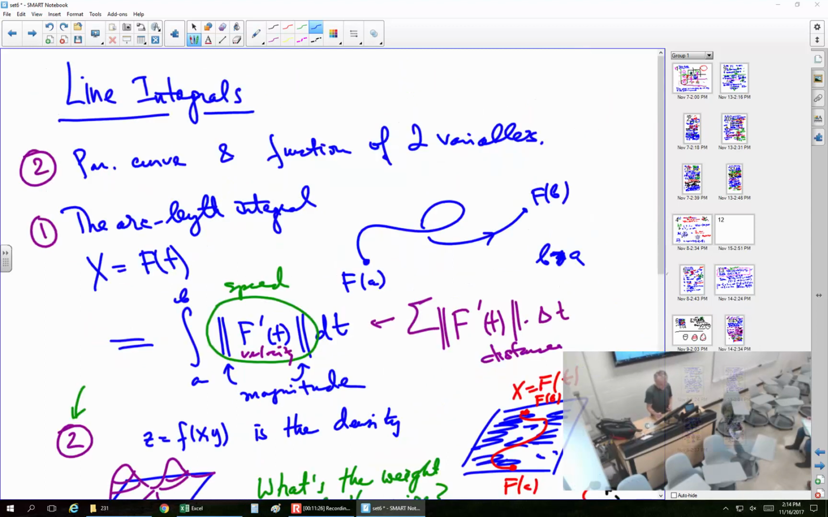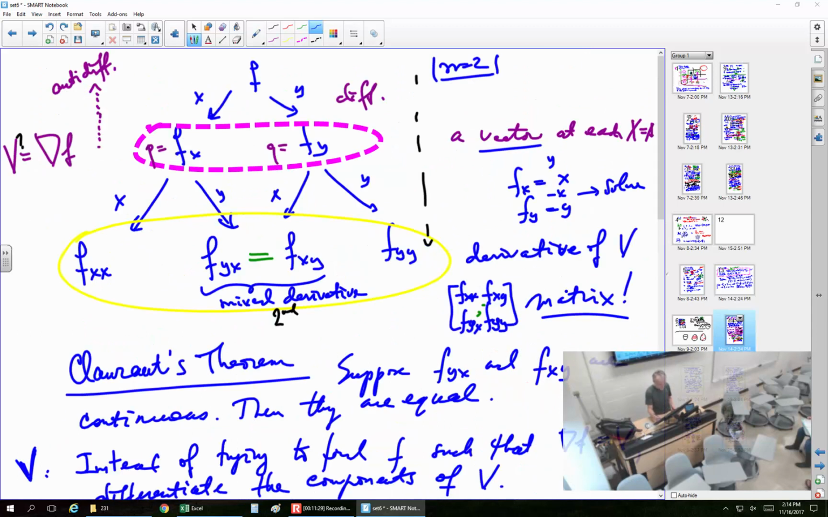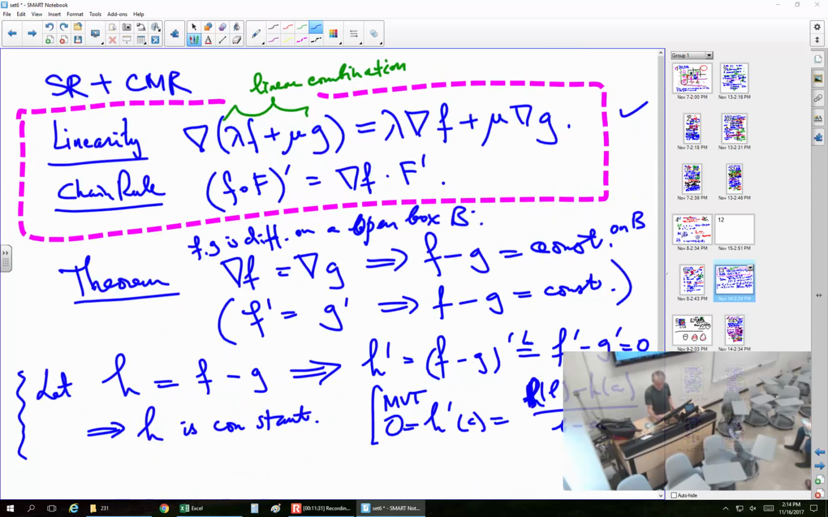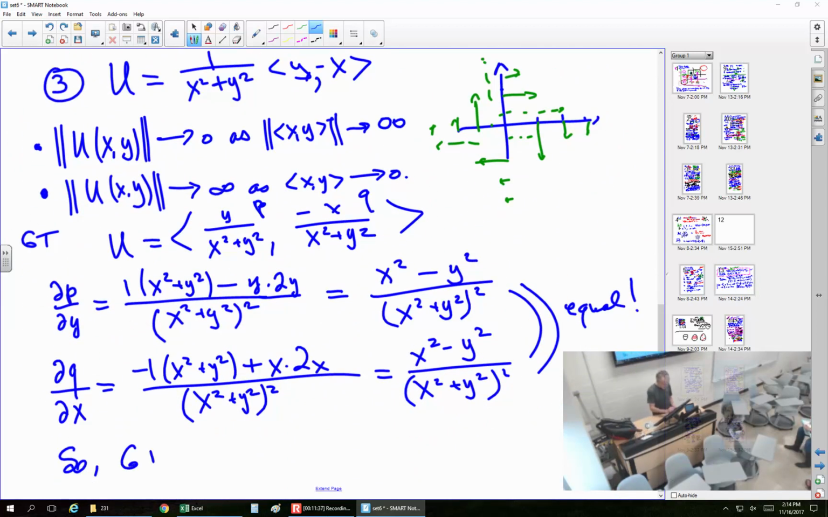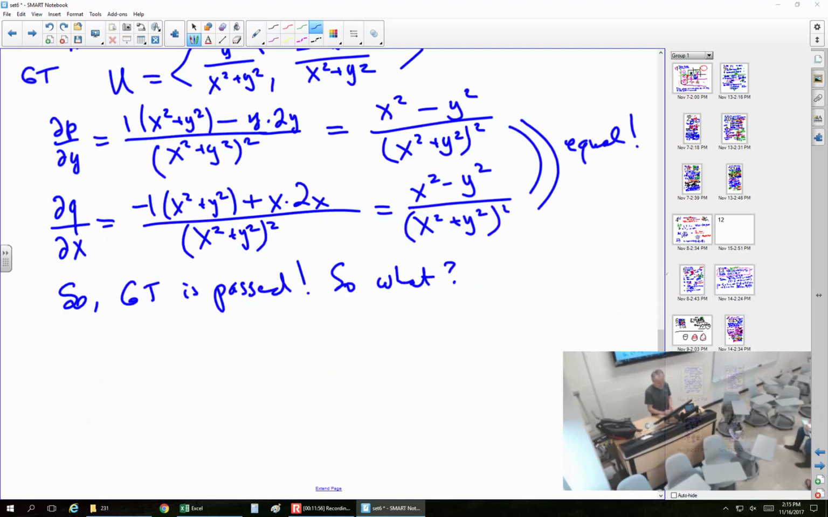So all we can say, it's not very profound what we have found. What we have discovered is that the gradient test is passed by this vector field. Okay, so I put the exclamation point and then I say, so what? And the answer is nothing, because we cannot draw any conclusion from it. And if we could, then we ask ourselves, is the converse of the gradient test true?